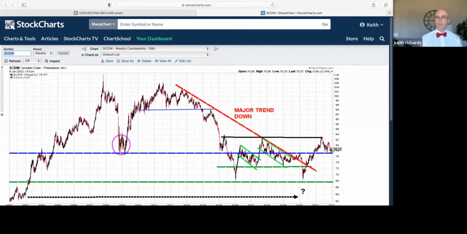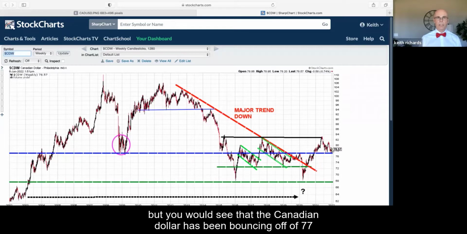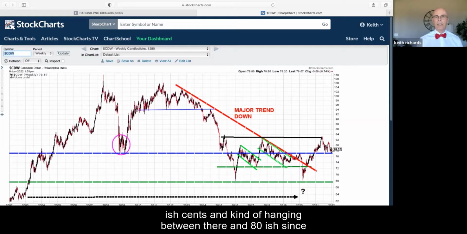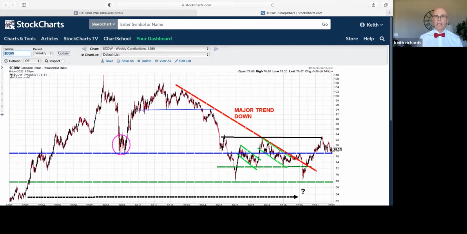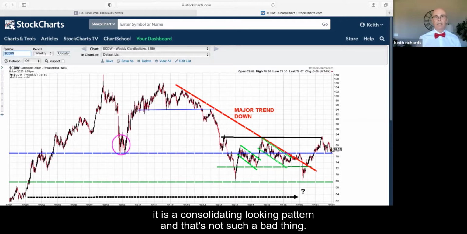And in fact, if you were to look a little closer, now this is a very big chart, but you would see that the Canadian dollar has been bouncing off of 77-ish cents and hanging between there and 80-ish cents for the better part of 6 months or so. And it's really been struggling to catch a bid, although it's not obviously a bearish looking chart. It is a consolidating looking pattern, and that's not such a bad thing.